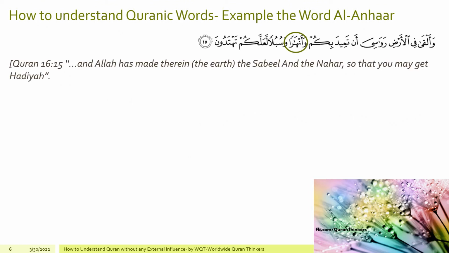So if we read this particular ayat, "and Allah has made therein the earth, the sabil and the nahar, so that you may get hidayah." Here the word anhar has nothing to do with streams or rivers, but is used alongside with subulan, that is sabil, path of Allah, reflective of all such things which strengthen our nafs mutmainna, wherein we are happy, satisfied, and in an actualized state of mind and soul.